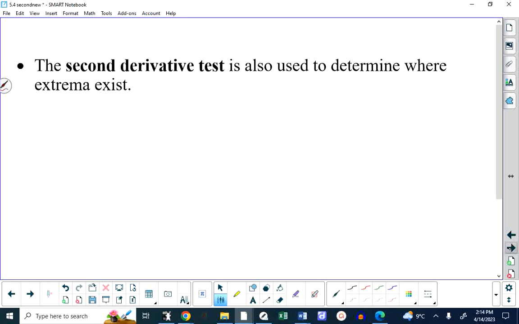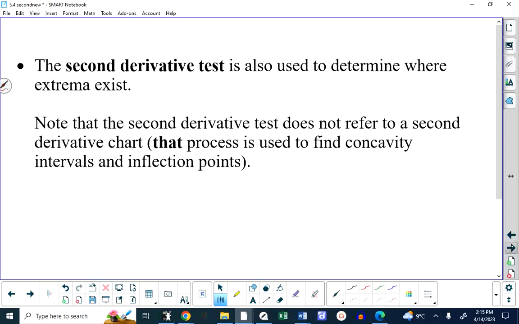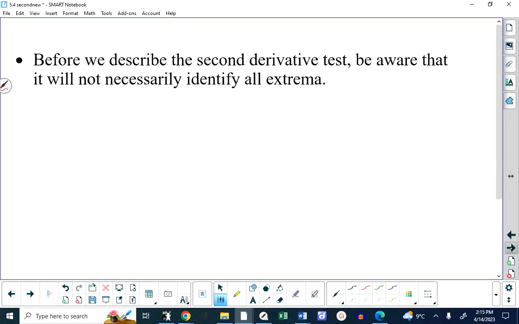The second derivative test is not what we did yesterday and the day before. The second derivative test is not finding where inflection points are. It's finding where max min are. So, before I explain it to you, and I've kind of been leading up to this, this second derivative test to find max mins doesn't always work. Okay? Doesn't always work.